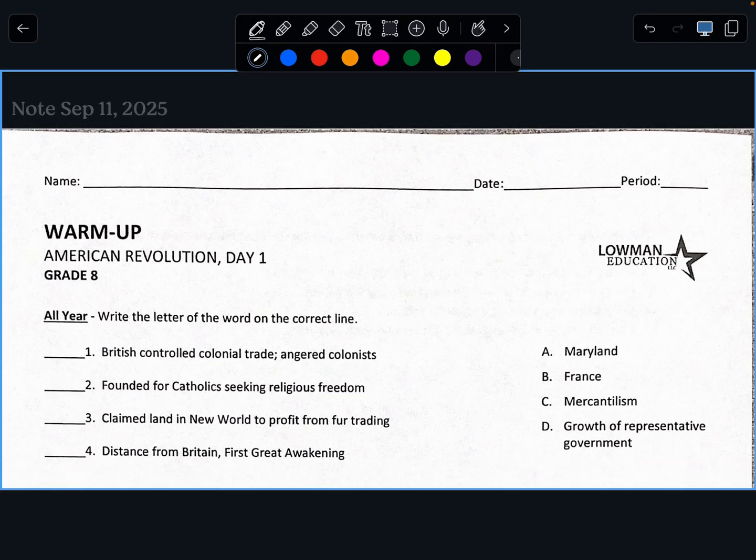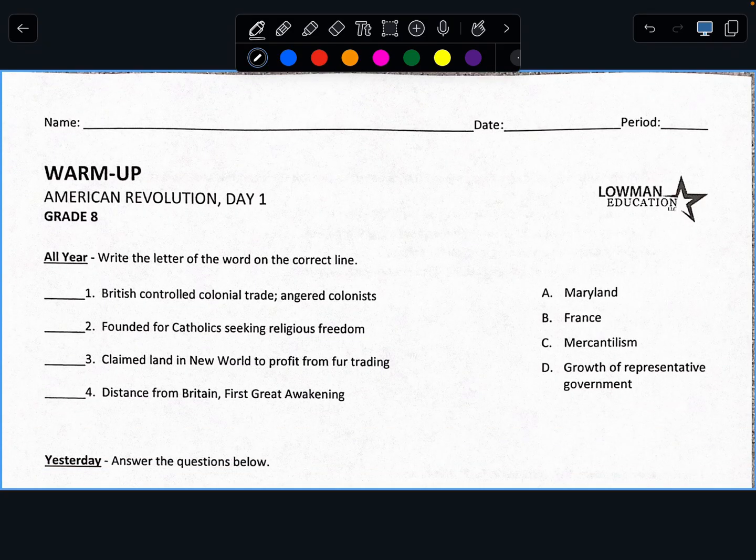So we should have the first 4 done. Let's go back and look at this together. So we start Unit 2 today. We're going to go into the American Revolution. We're going to try to get day 1 and day 2 notes done today. If we don't, we'll catch up on another day.